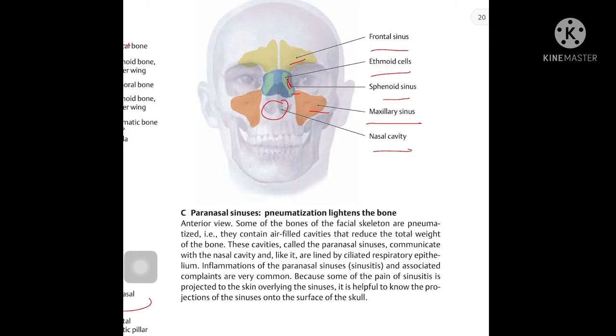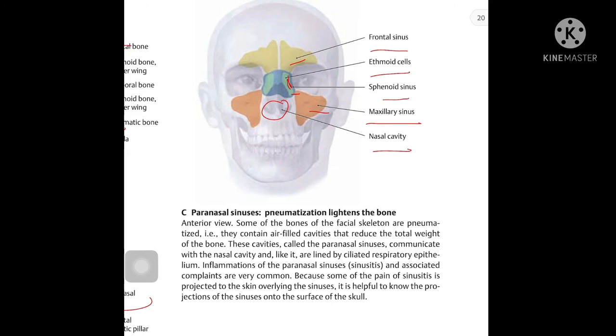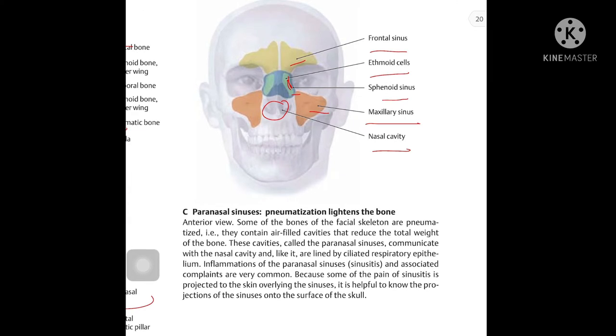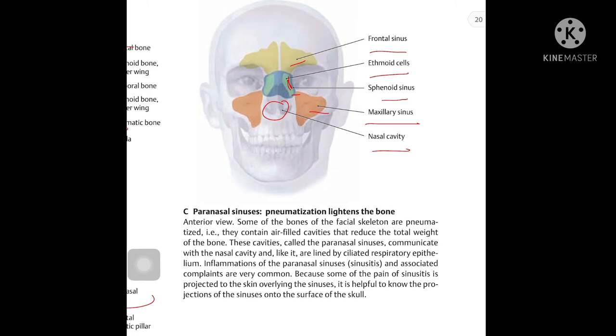So in the anterior view, some of the bones of the facial skeleton are pneumatized. They contain air-filled cavities that reduce the total weight of the bone. These cavities, called the paranasal sinuses, communicate with the nasal cavity and, like it, are lined by ciliated respiratory epithelium. Inflammation of the nasal sinuses and associated complaints are very common because some of the pain of sinusitis is projected to the skin overlying the sinuses. It is helpful to know the projection of the sinuses onto the surface of the skull.